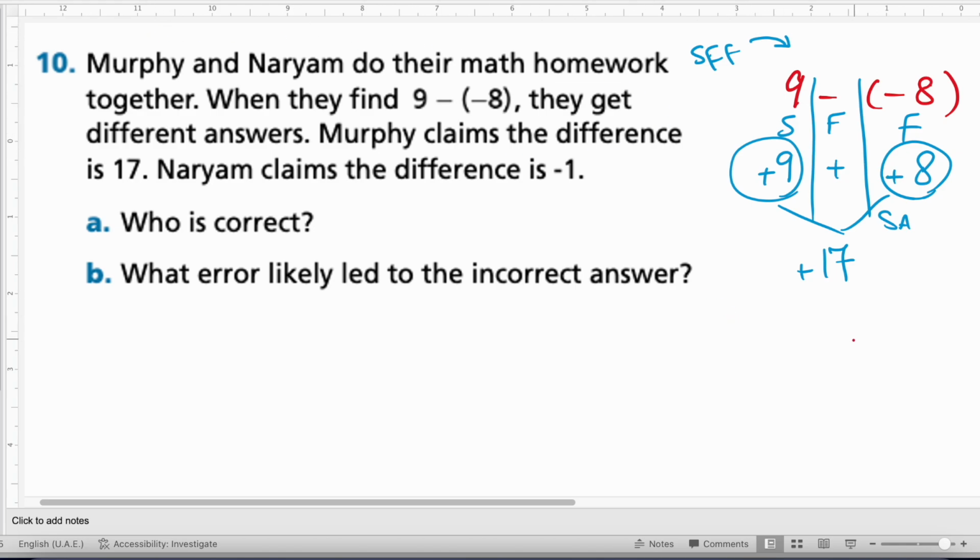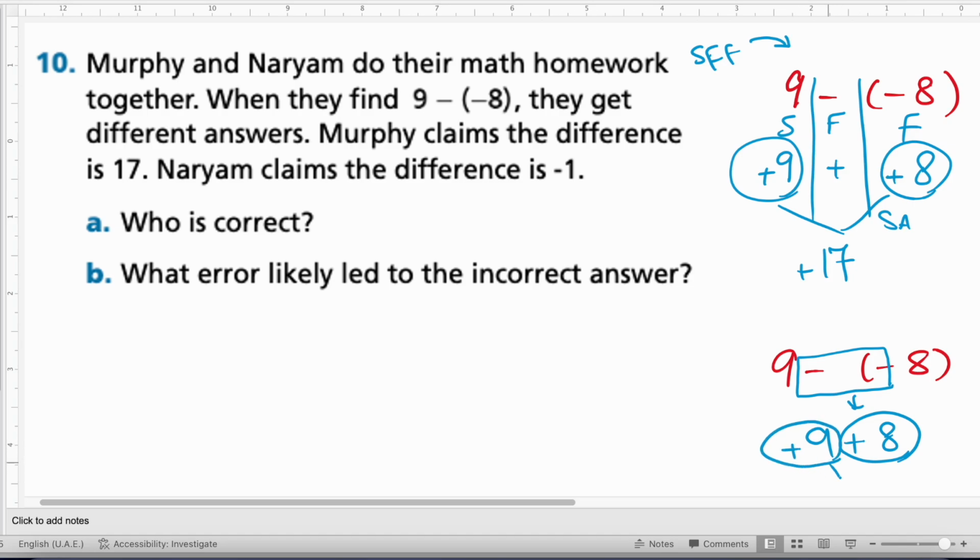Let's do the same problem but using my way, which is combining signs. Again, the rule was if you have two signs back to back, you need to combine them. Negative with negative will give me positive, and then circle your numbers. The 9 will be circled with a positive. Same signs, add them, they're gonna give you 17 positive. Of course, you take the sign of the 9. So both ways you're gonna get 17 positive. So who's correct? Morphy.